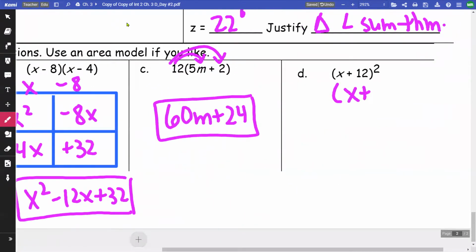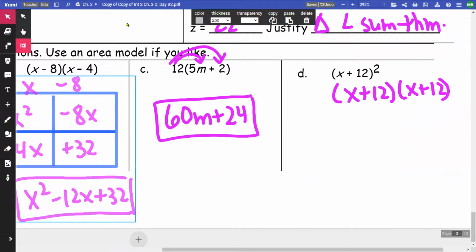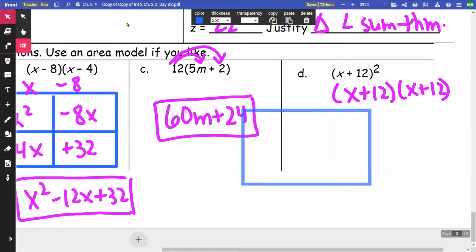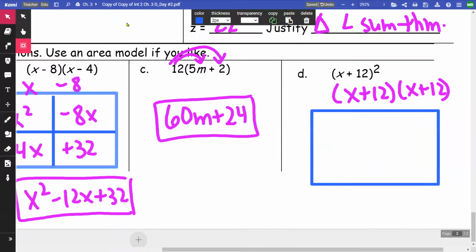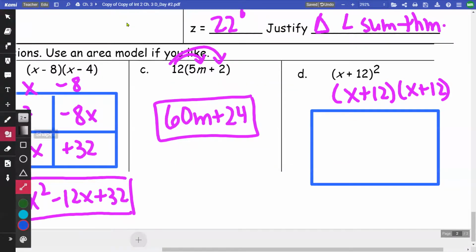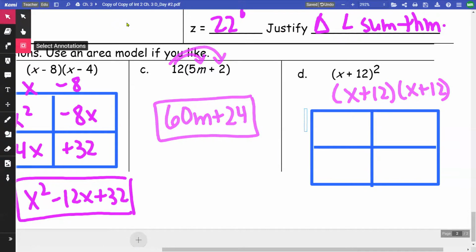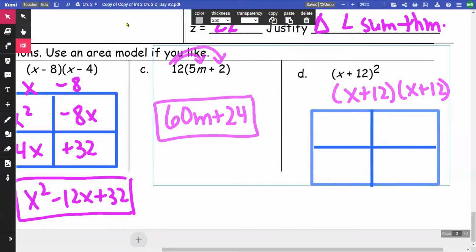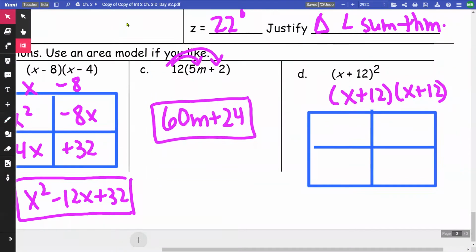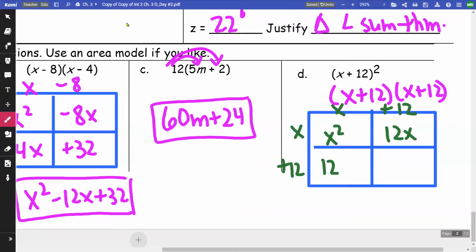Now on this one, this is going to be an x plus 12 times an x plus 12. Okay, we want to start learning a formula for this. So I'll just draw it. Okay, so on this, let me get a different color. So this is going to be an x plus 12 and an x plus 12. So this is going to be an x squared, a 12x, a 12x, and a 144. So I'm going to get x squared plus 24x plus 144.